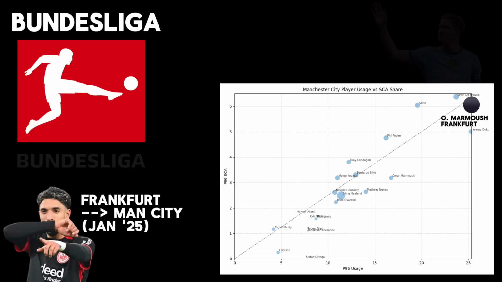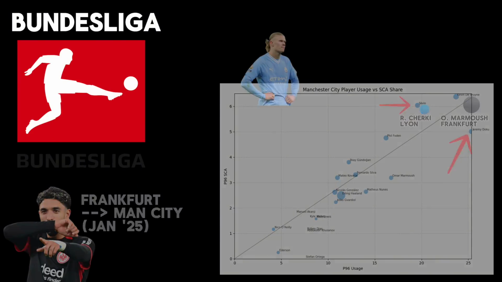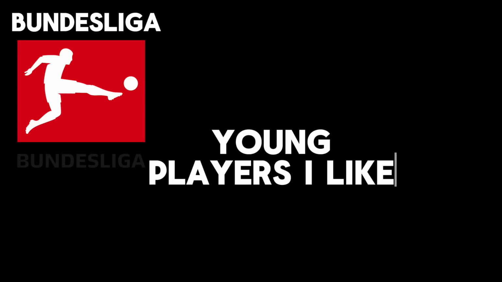But Manchester City already have two pretty ball-dominant wingers, and they also brought in Ryan Cherki, who's a heliocentric number 10. Somebody needs to be on the end of City's attacks. It can't always be Erling Haaland. Who are some young players I like from this league?